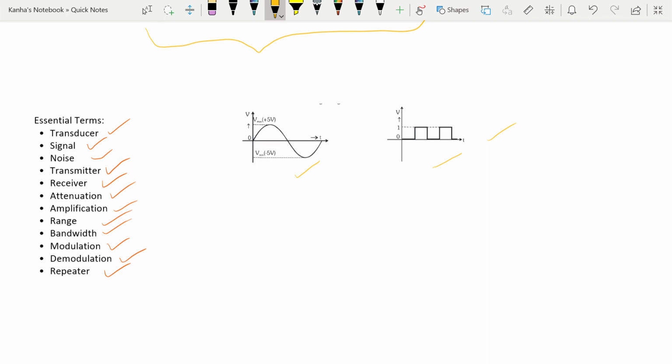The last three, modulation, demodulation and repeater, are essential. So why is modulation necessary? The original low frequency message or information signal cannot be transmitted to long distances. So what people do is, at the transmission end, the information contained in the low frequency message signal is superimposed onto a high frequency wave, which is known as the carrier wave. This process is known as modulation, and the process of retrieval of the original information from the carrier wave is known as demodulation.